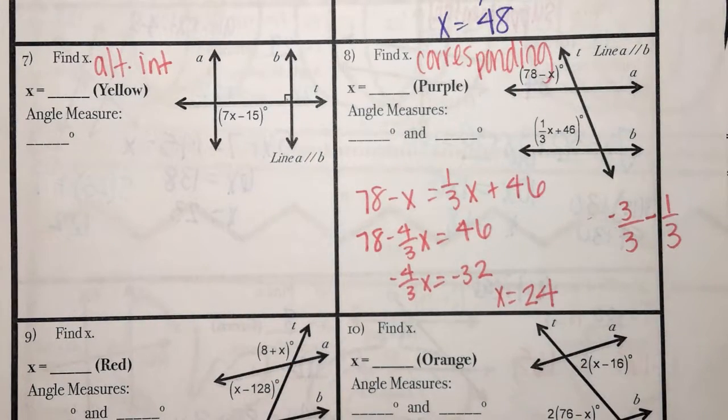So one of your choices went on the same side. Do you know what your choices are? If you're on the same side, what are your choices? Corresponding, what else? That's the first one you did today. Supplementary. And complementary. See, you're right, but like... Consecutive interior, yep. Alright.